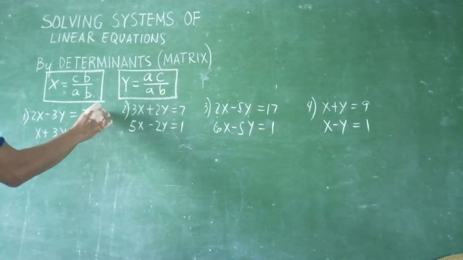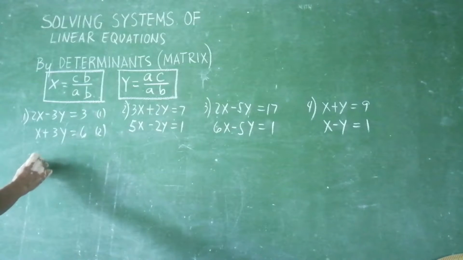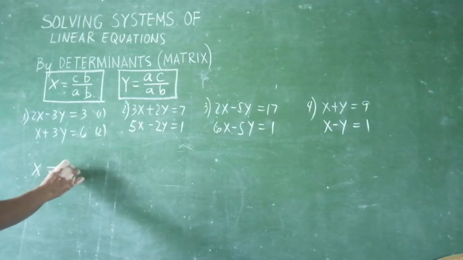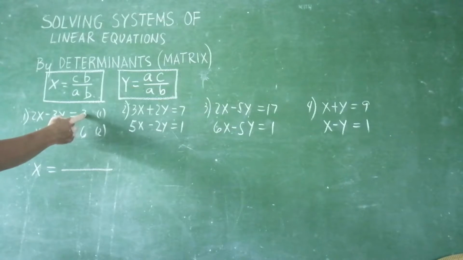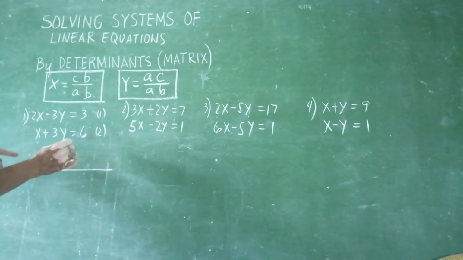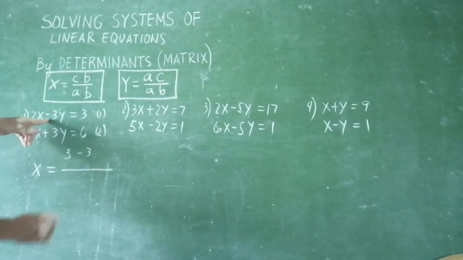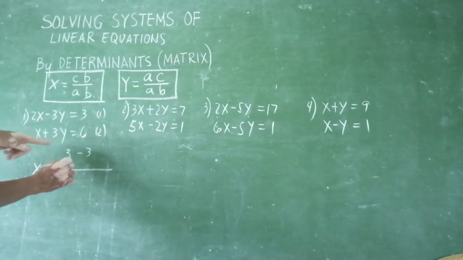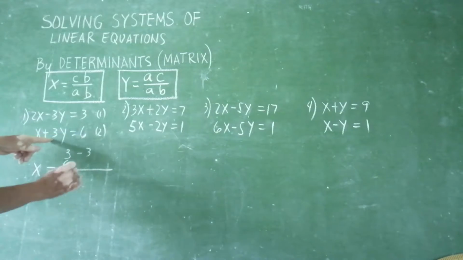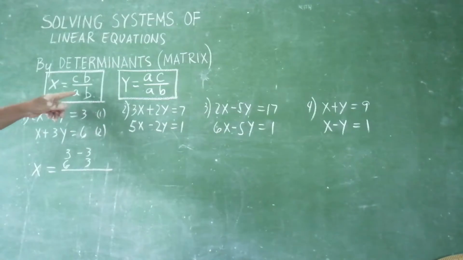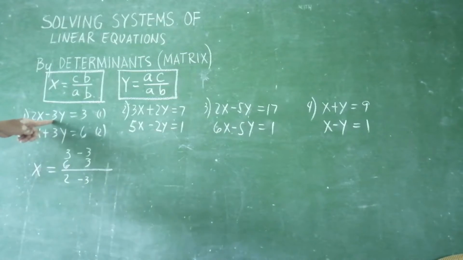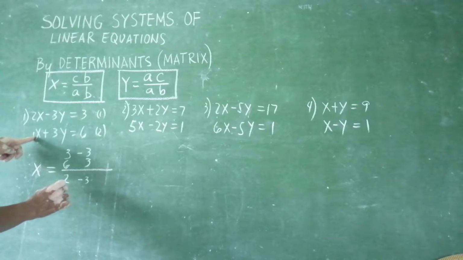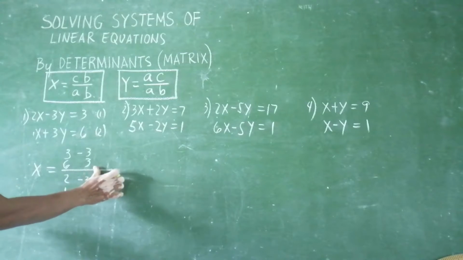So this will be your first equation and second equation, so that when you have x will be equal to, this is your A, this is your B, this is your C. So CB for the first equation is 3 and negative 3. For equation 2, it is 6 and 3. For AB, for equation 1, it is 2 and negative 3. For equation 2, 1 and 3.